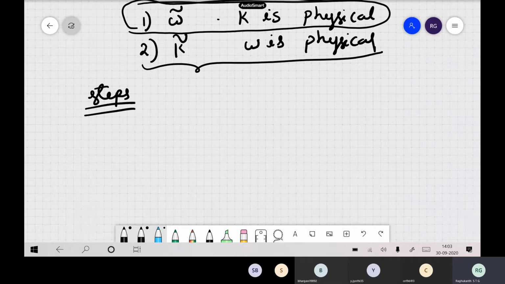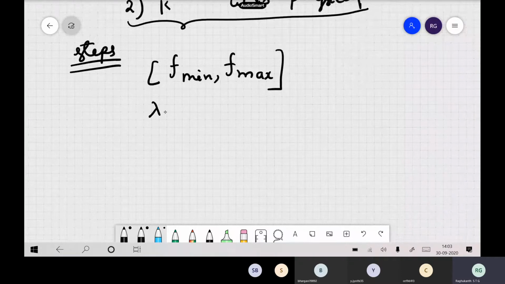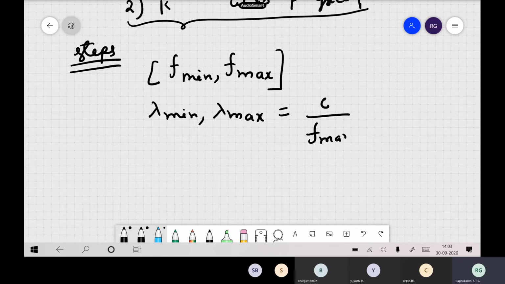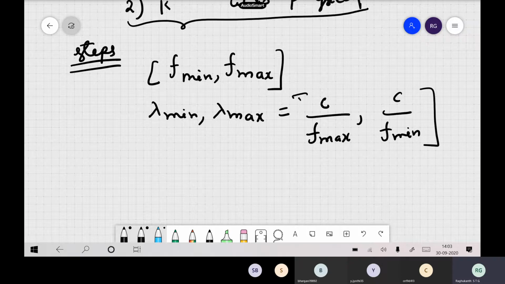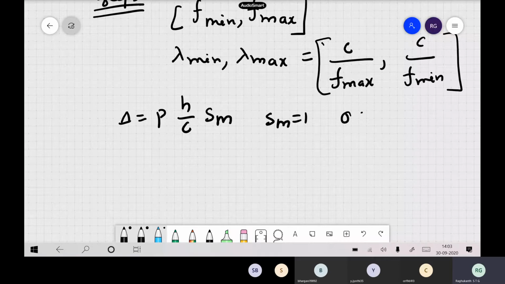So before starting, you have to decide f min and f max, what is the minimum frequency you want to simulate, and then f max. Then based on this you can find out the lambdas, lambda min and lambda max, which are c by f max and c by f min. You can easily find these out. Then we have to calculate delta t, that is p h by c, where p is less than or equal to 1.